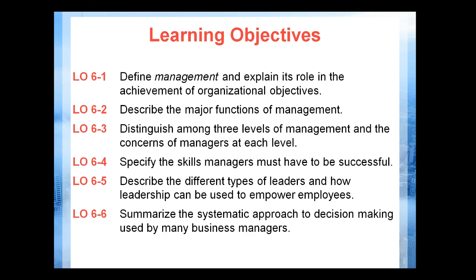Our learning objectives include defining management and explaining its role in achieving the organizational objectives. We're also going to describe the major functions of management. We're going to make a distinction among the 3 levels of management and the concerns managers have at each level. We're going to specify the skills managers must have to be successful. We are also going to describe the different types of leaders and how leadership can be used to empower employees. And finally, we will summarize the approach to decision making used by many business managers.